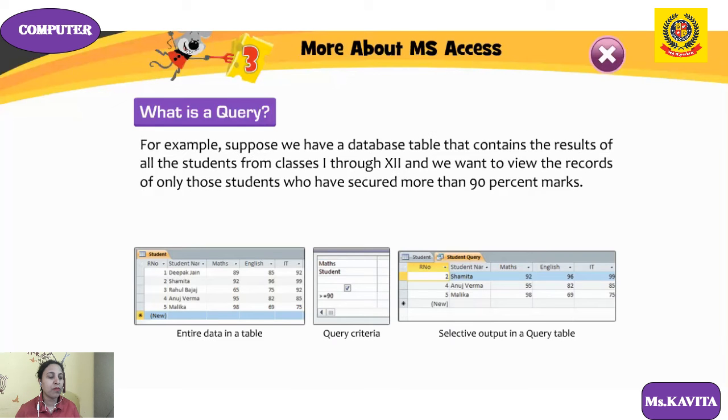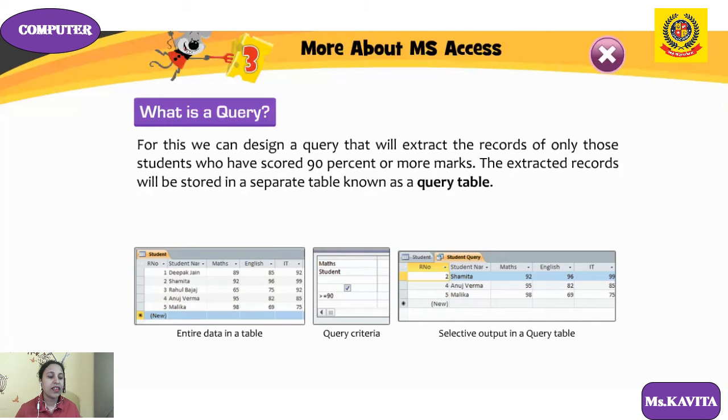For example, suppose we have a database table that contains the results of all the students from classes 1 to 12. We want to view the records of only those students who have secured more than 90% marks. For this, we can design a query that will extract the records of only those students who have secured 90% or more marks. The extracted records will be stored in a separate table known as a query table.